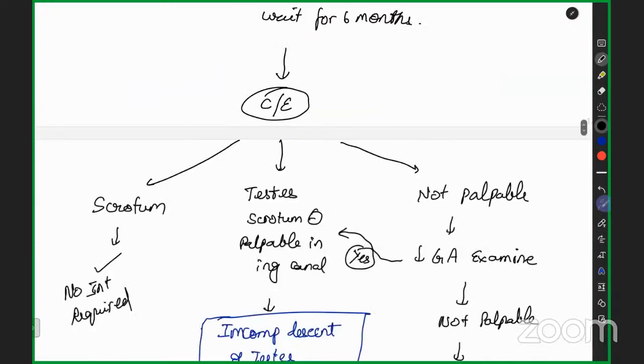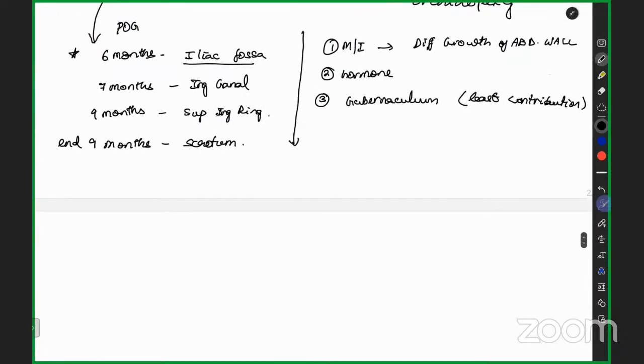So now, if there is going to be undescended testis, where will your testis be? எங்கெல்லாம் இருக்கலாம் உங்க testis? It is going to be along the path of the testis. அவ்வளவுதான். So உங்களோட deep inguinal ring, inguinal canal, superficial inguinal ring, இங்க தான் இருக்க முடியும் உங்களோட testis. வேற எங்கேயும் போகாது. கவலைப்பட வேணாம்.